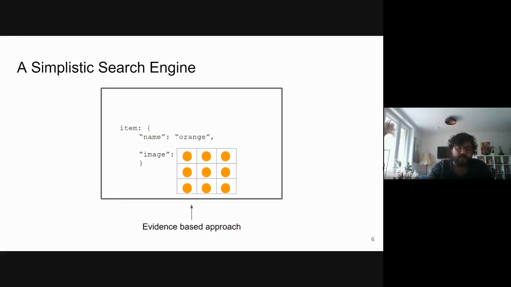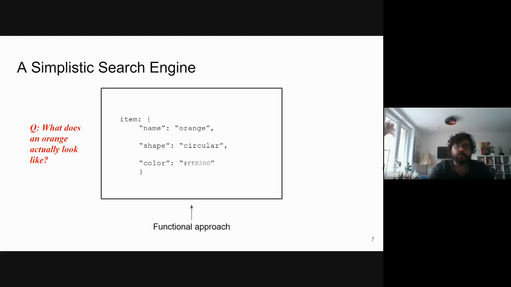So that's one approach. Another approach would be a functional approach, where we ask what does an orange actually look like? Then we can get some geometrical variables. For example, the name is orange, the shape is circular, the color is a particular RGB value. Here we can avoid the specific differences between different images and define a general structure by which we will classify something as an orange or not an orange.